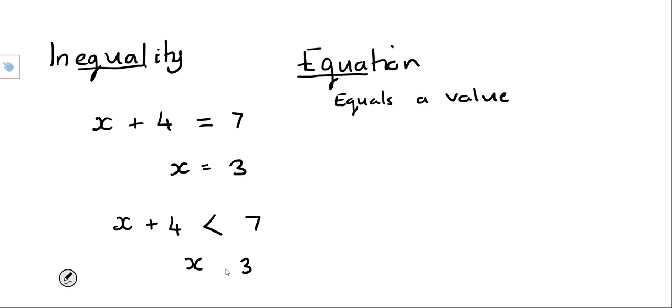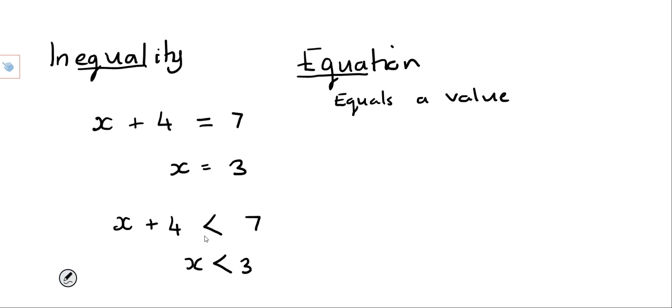We say x has to be less than 3. Does that make sense? Because if it's anything bigger than 3, then it would go over 7, and it has to be smaller than 7. So if I pick a value less than 3 for x, x plus 4 will be less than 7. But if it's anything bigger than 3, like 4, then it'll be 8.